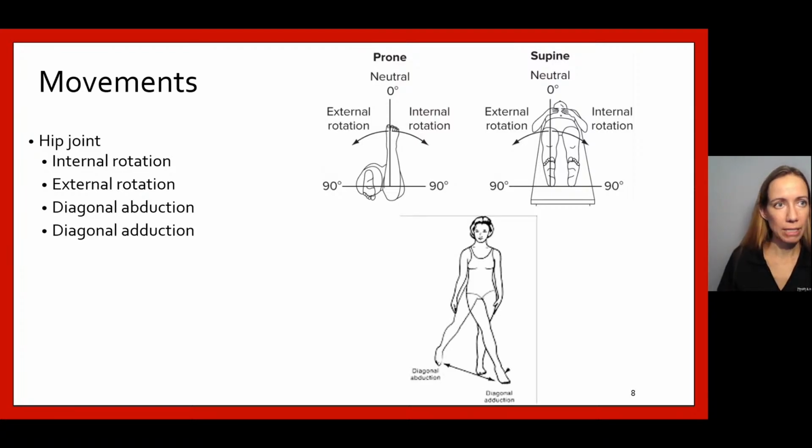And a combination movement, so if we think about the diagonal plane, diagonal abduction is going to be movement away from the body, from the midline of the body in the diagonal plane. Diagonal adduction is adding that limb back in towards the rest of the body in the diagonal plane.